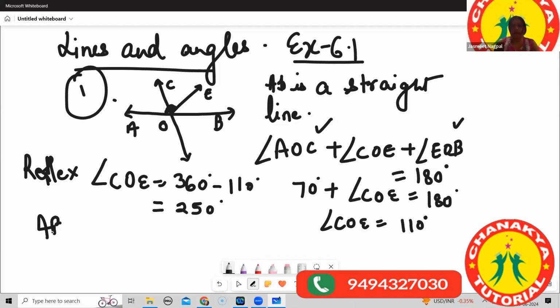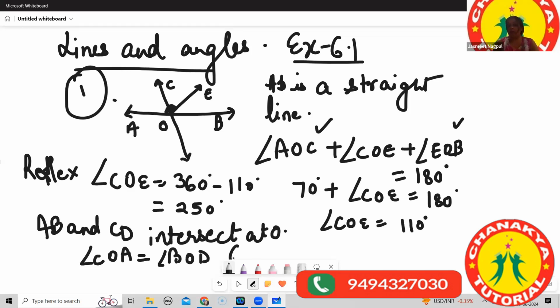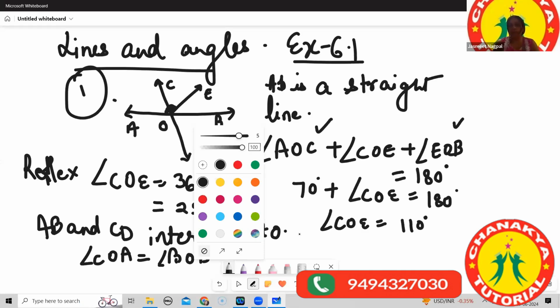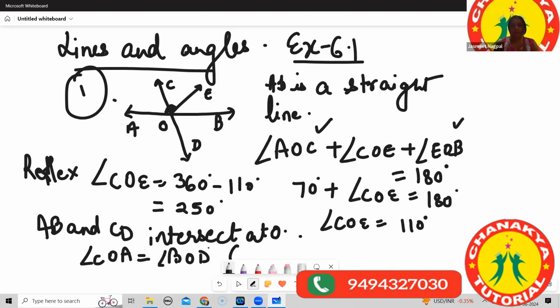Now you will write AB and CD intersect at O. The next point, COA is equal to BOD. Kindly see the figure again. What is the reason COA is equal to BOD? Vertically opposite. Very good. Sorry, I didn't write the D. D point is there. So COA is equal to BOD. The reason is vertically opposite angle.